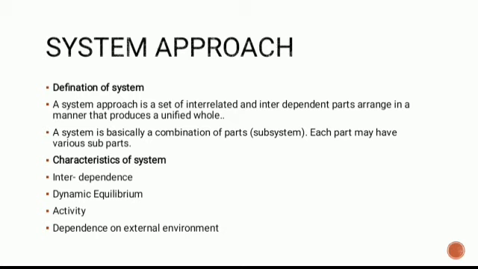Now come to the last one, dependence on the external environment. A system can maintain itself by constantly interacting with the environment around it. Such a system is known as an open system. It changes with the changes of the environment. If a system does not depend on the environment around it, it is called a closed system, meaning if the environment changes, it does not change with the environment.